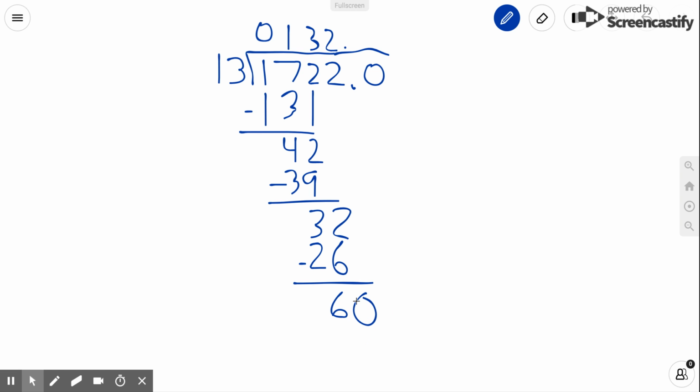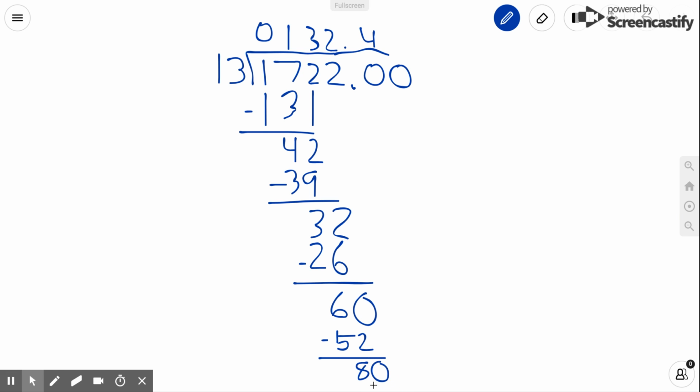13 going into 60, I'm going to use the number 4 and see where that gets me. So if I do 13 times 4, I'm going to get 52. And I'm going to subtract again. And I'm going to get the number 8. So I still have something left over here, so I'm going to have to add another 0 to the end. And I'm going to bring another 0 down.